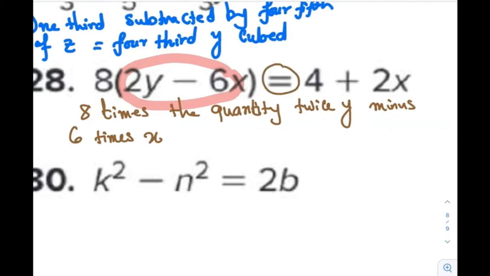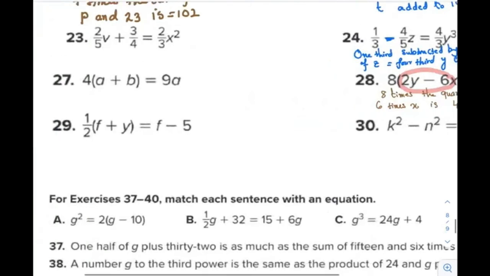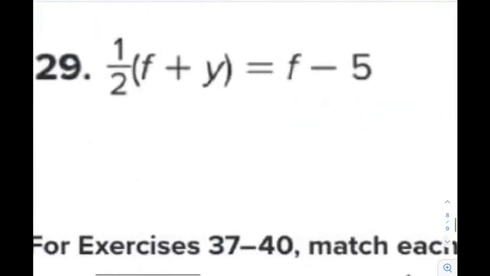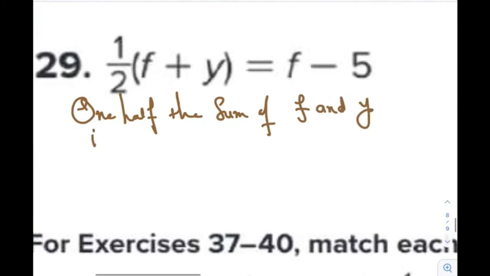Now we move to equal or is 4 more than twice x. There are many examples. Here you can say here also 1/2 the sum of f and y is as much as or is equal to f minus 5 or less 5 without less than.